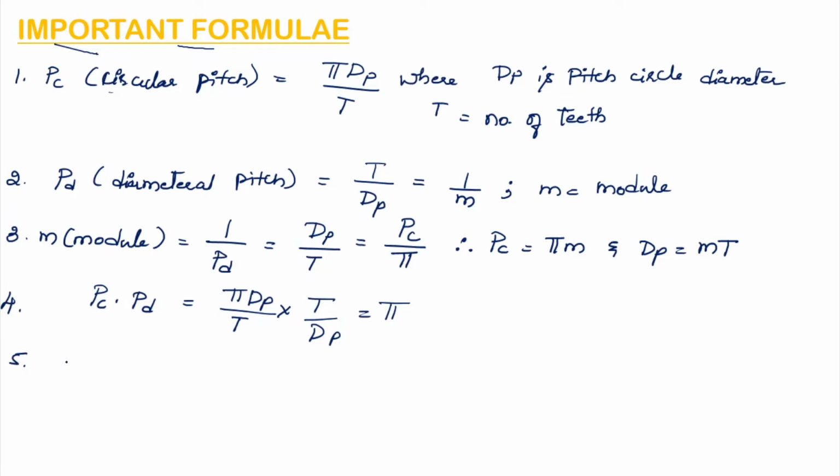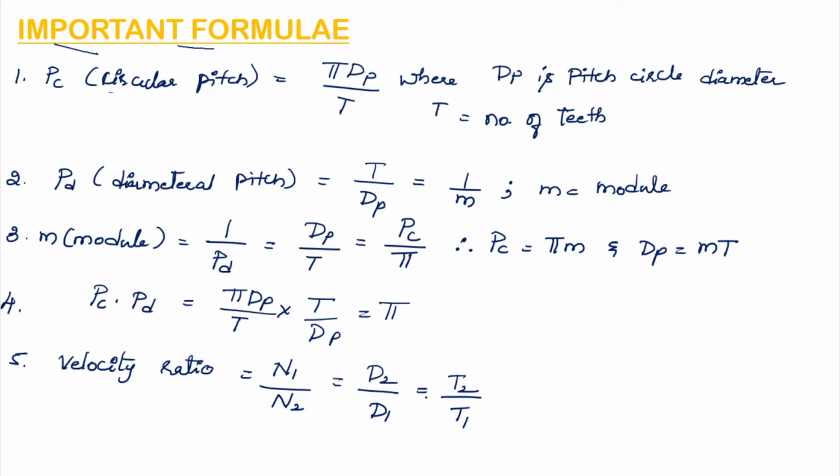Then the fifth formula which we will learn is the velocity ratio, which is n1 by n2, d2 by d1, t2 by t1. Here n is the speed with which the shafts are rotating, d is the diameter, and t is the number of teeth. So velocity ratio is equal to gear ratio. Both velocity ratio and gear ratio are the same.